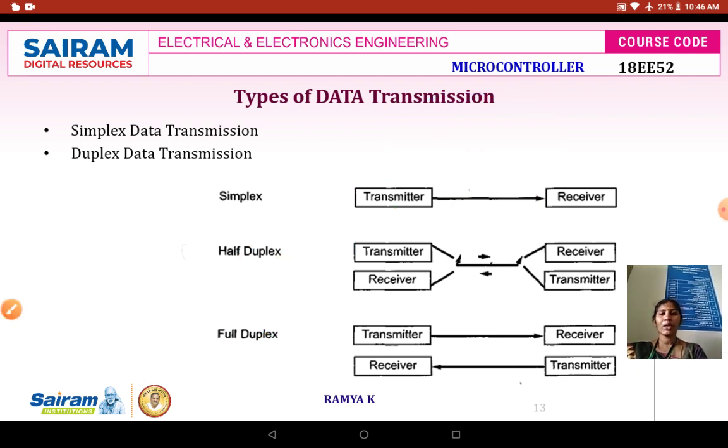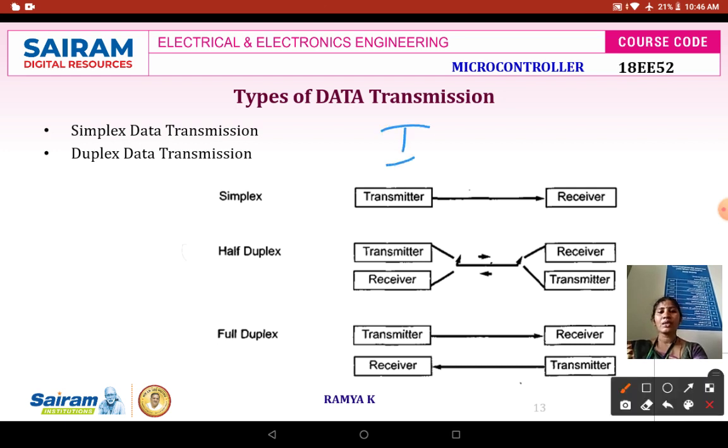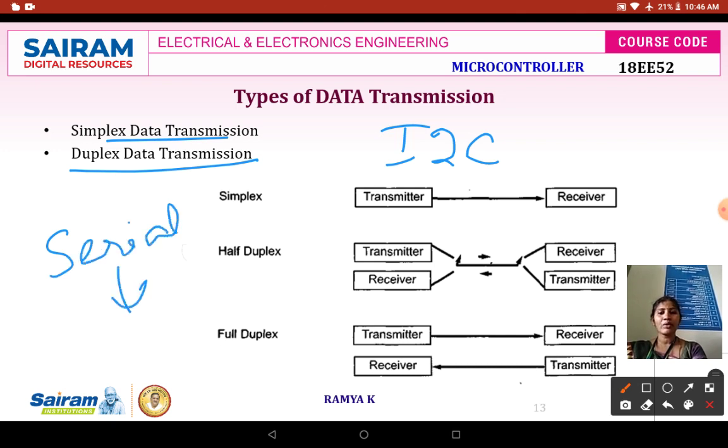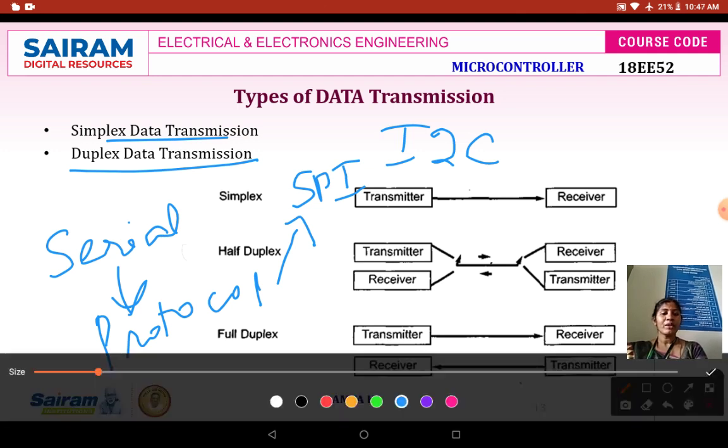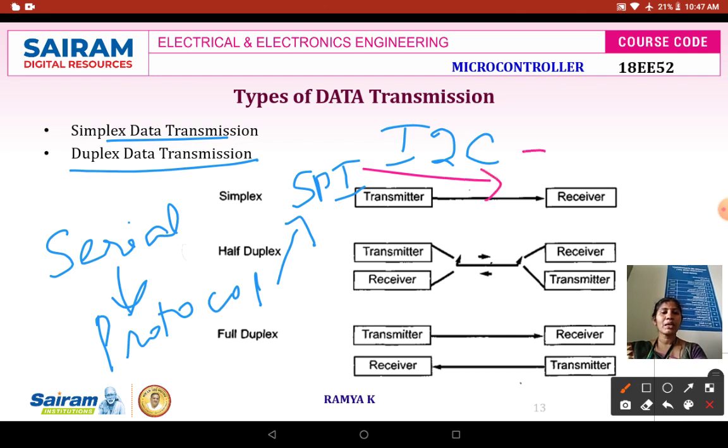This is one of your communication protocols that is mainly used for transmitting data using serial communication. Next one is your I2C. First, in simplex data transmission or duplex data transmission, you are going to prefer only serial data transfer. Under serial data transfer, while transmitting, the communication protocol is very important. Under communication protocols, the first protocol we have seen is SPI, that is serial peripheral interface, which could be either a 3-wire system or a 4-wire system. The SPI may have either 3 wires or 4 wires.